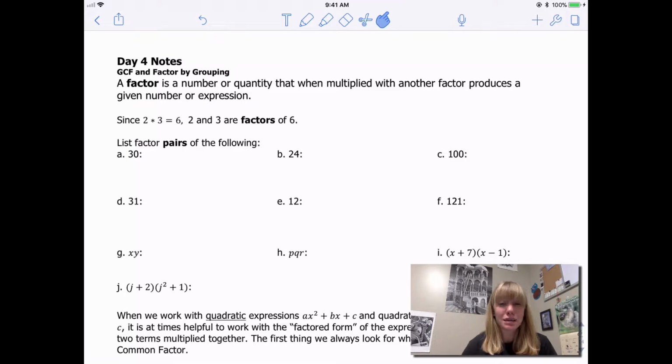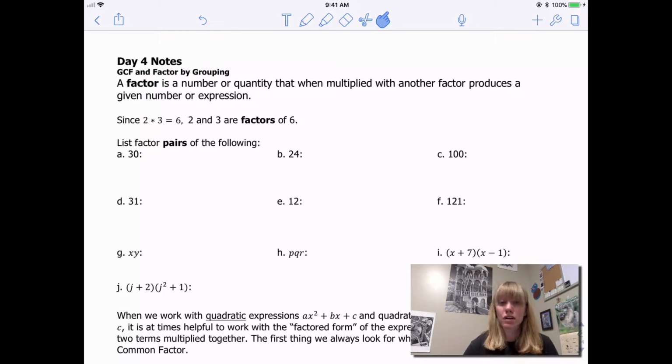Today's going to be an important day because we're actually going to talk about what a factor is. It's the factor chapter. We have been saying that we're in the factor chapter, but we haven't even mentioned what the word factor means. So today we're going to answer that burning question of what is a factor.